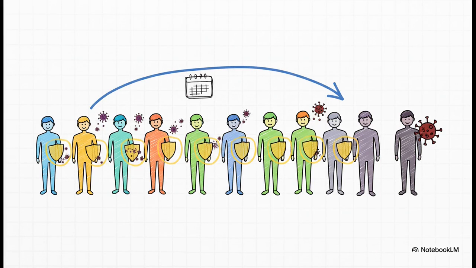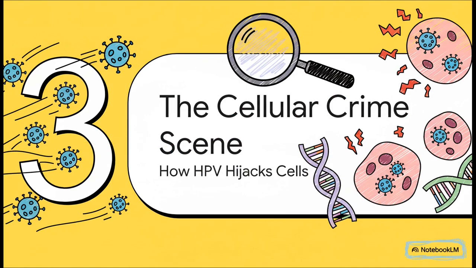Okay, but here's some good news. Even though this virus is super common, our immune systems are amazing fighters. In 90% of cases, the body just clears the infection on its own, usually within 2 years. So the real danger isn't just getting the virus. The real problem is when a high-risk type decides to stick around and becomes a persistent infection. That's the key word.